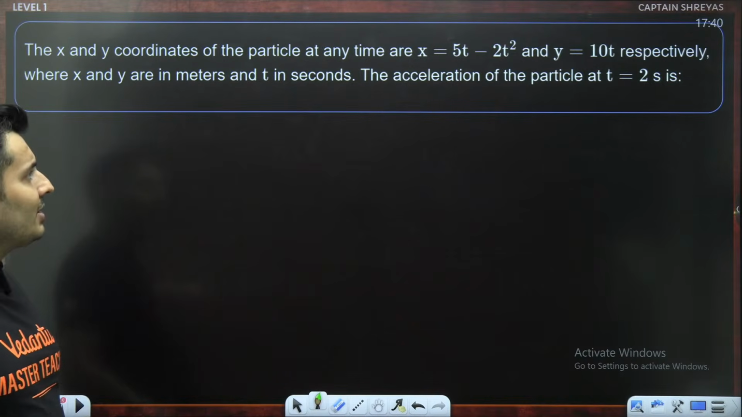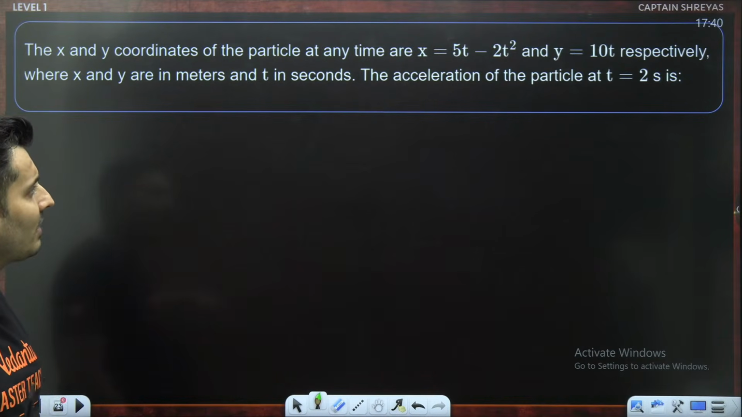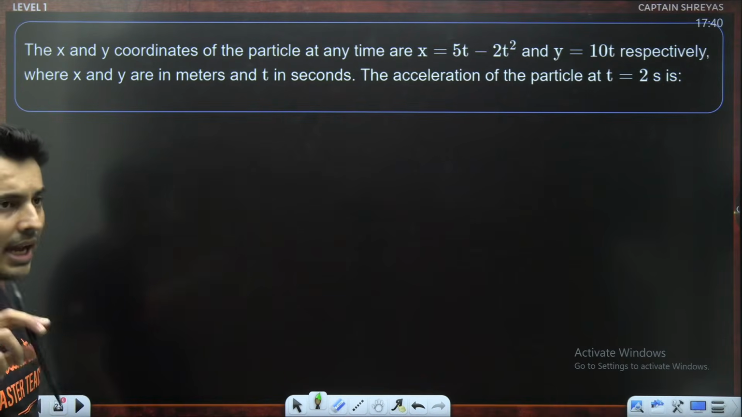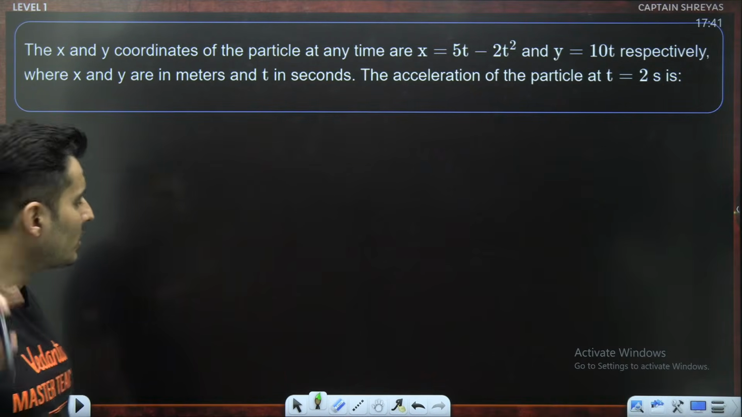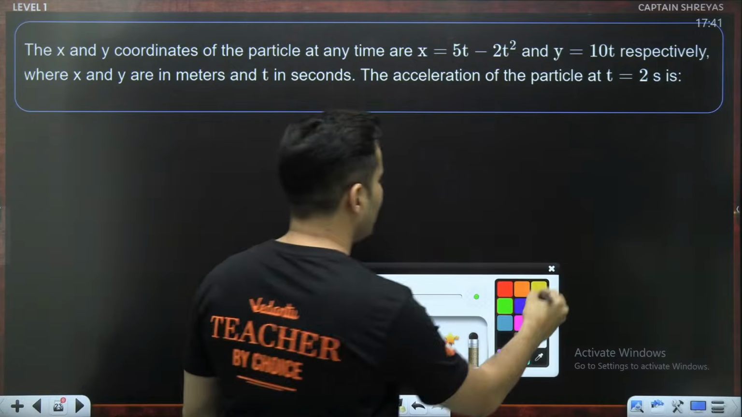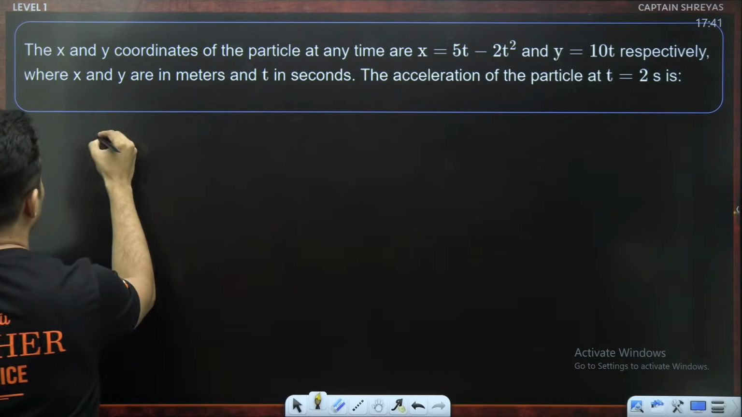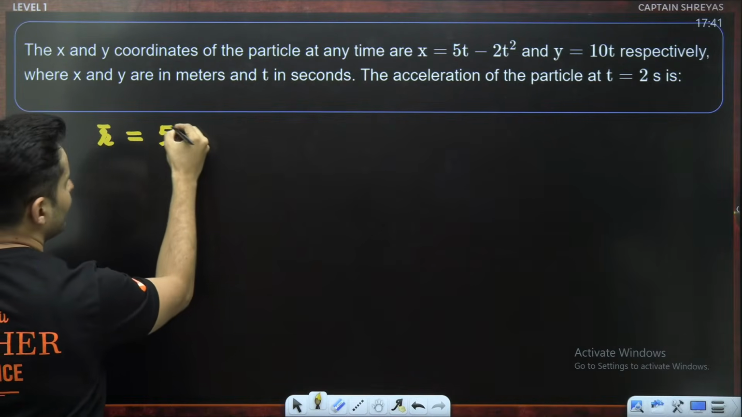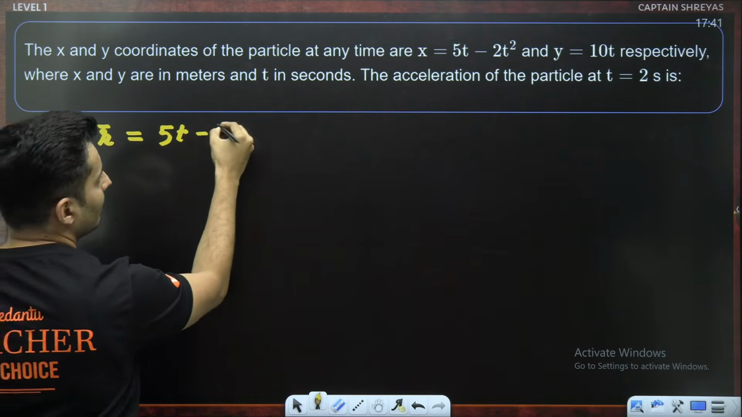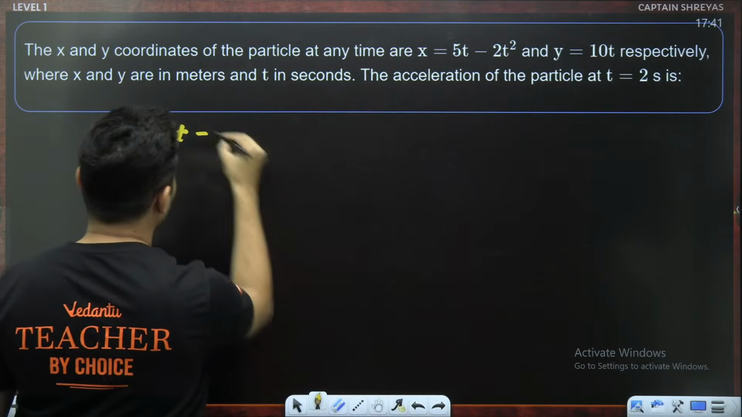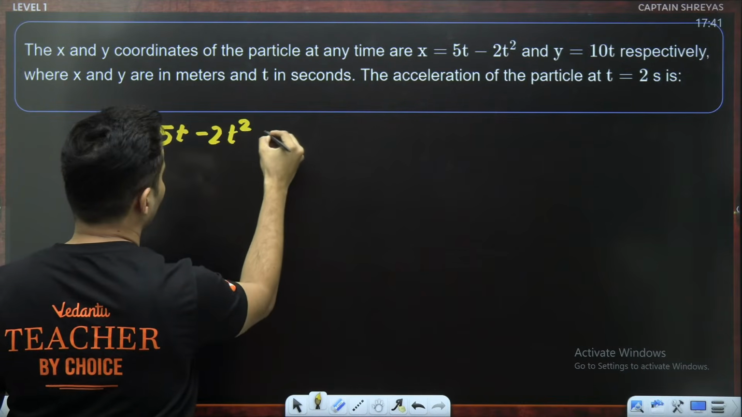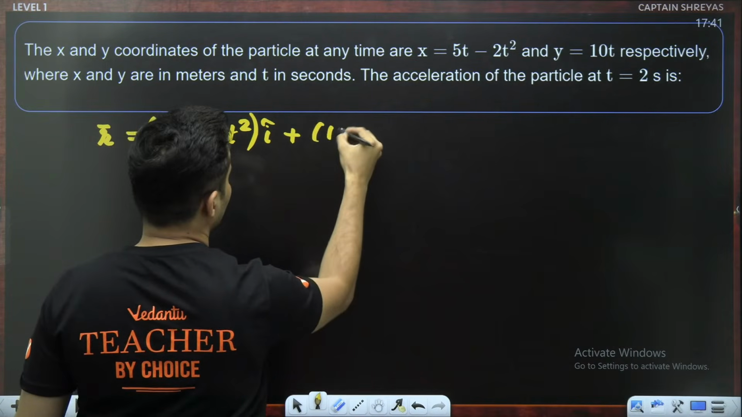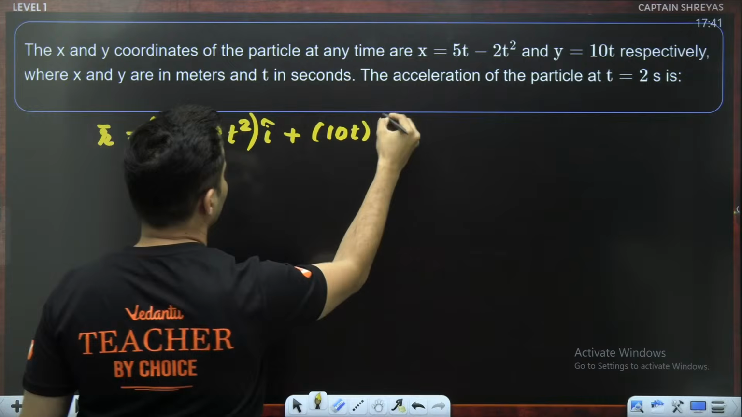X and Y coordinates of a particle are x equals 5t minus 2t square and y equals 10t respectively. The acceleration of the particle at t equals 2 seconds is how much? From x and y coordinates, we can immediately figure out the position, which is 5t minus 2t square i cap plus 10t j cap.